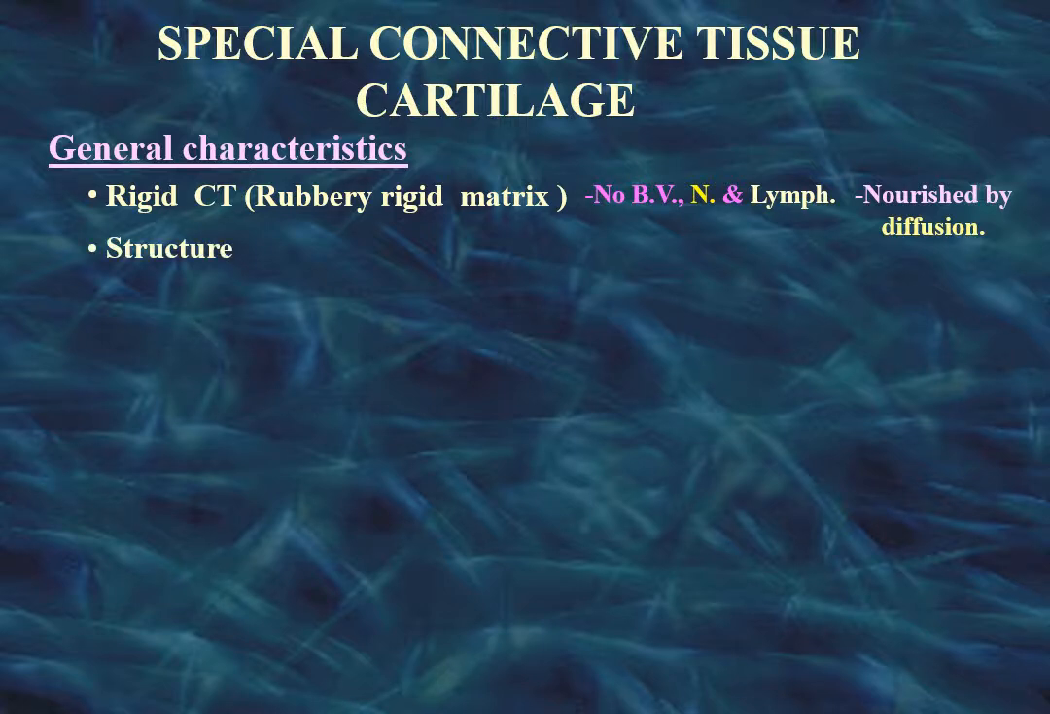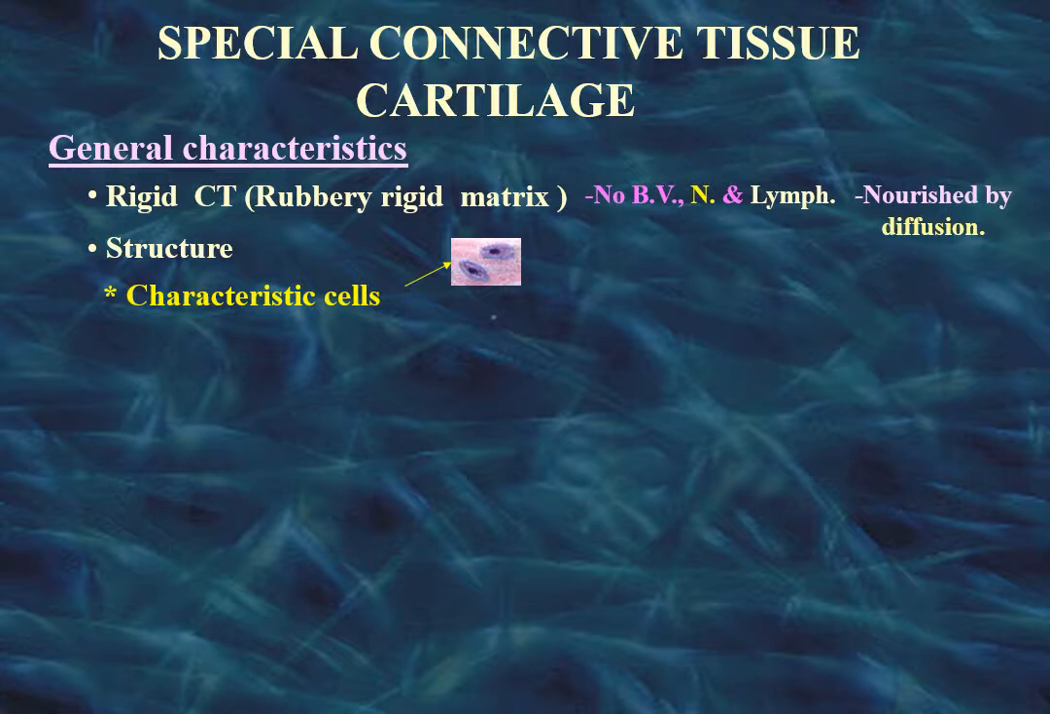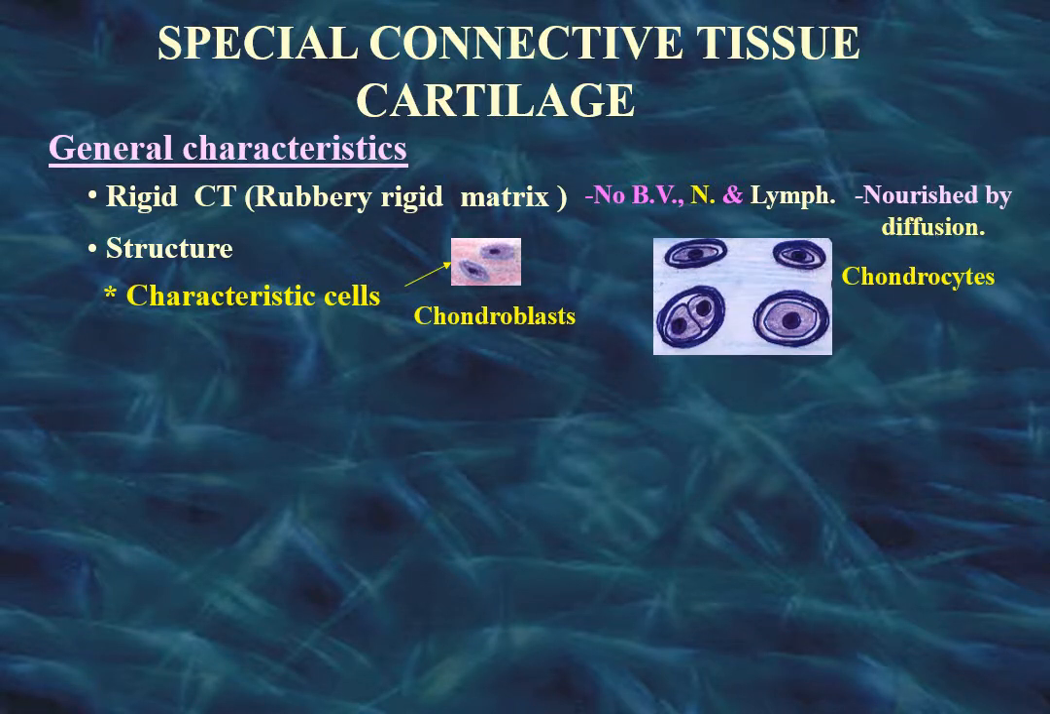Structure. Cartilage contains characteristic cells which are either immature chondroblasts or mature chondrocytes, arranged either singly or in groups inside their lacunae called cell nests. Cartilage contains also matrix and fibers.